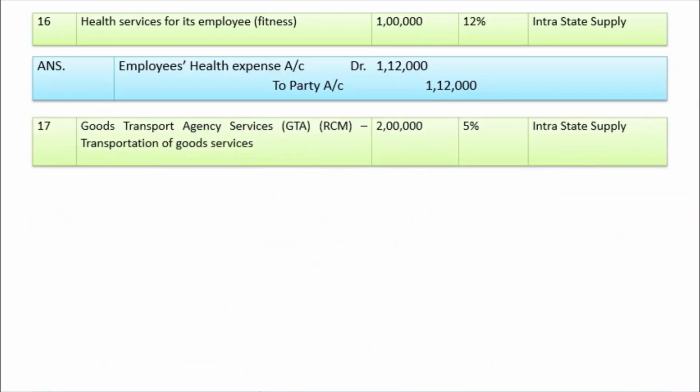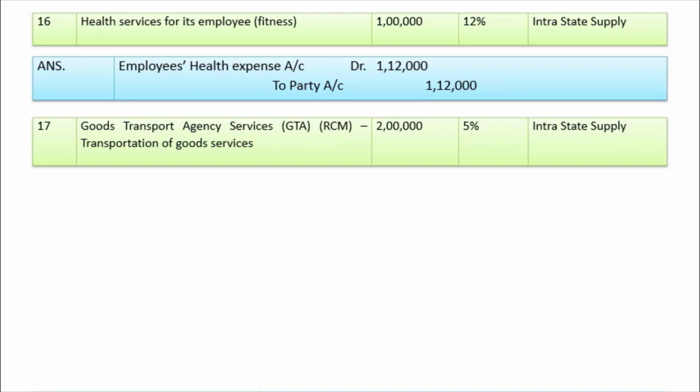Now the next transaction: Goods Transport Agency service, GTA, RCM, transportation of goods services. In reverse charge mechanism, a special kind of entry can be passed because in reverse charge mechanism, the GST amount is to be paid only through the cash ledger. That means in the first stage credit is not available. The person who is the recipient has to deposit the GST amount to the government and then later on he will claim the credit if he is a dealer.